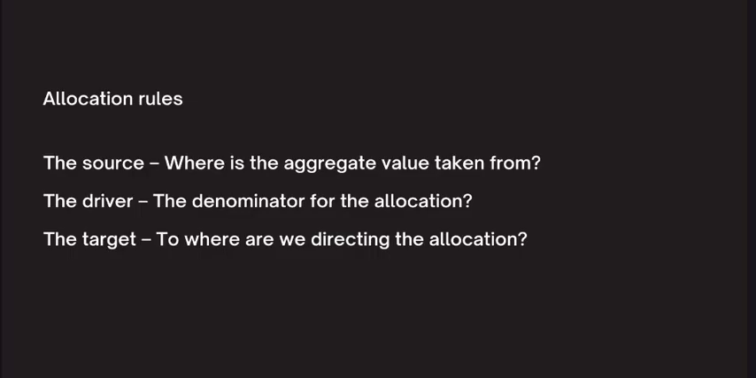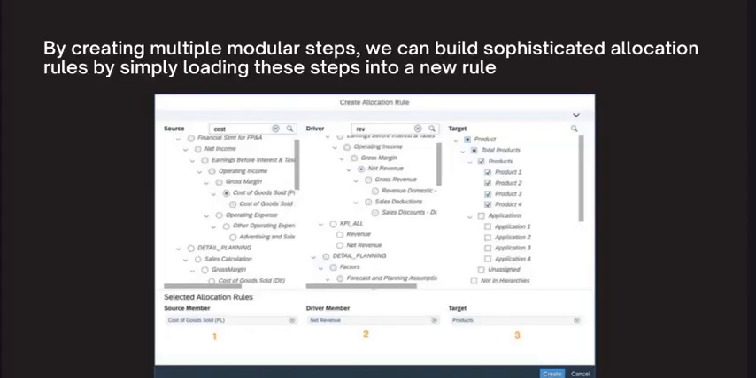The source, where's the aggregate value taken from? The driver, the denominator for the allocation, and the target, where are we directing the allocation to? By creating multiple modular steps, we can build sophisticated allocation rules by simply loading these steps into a new rule.